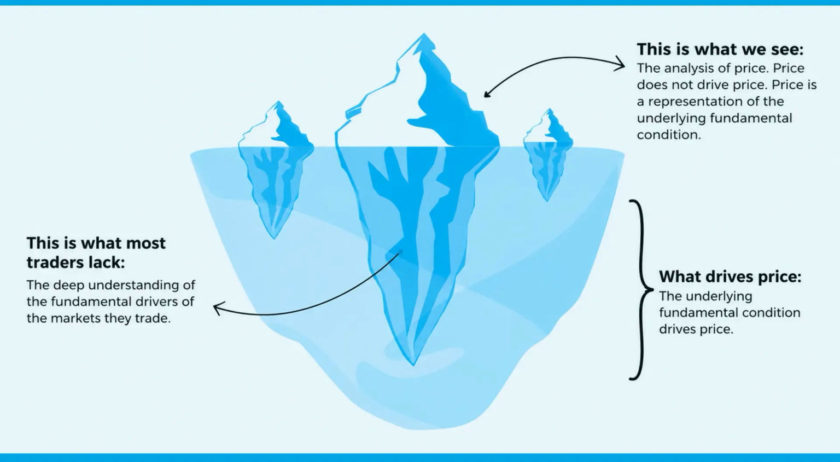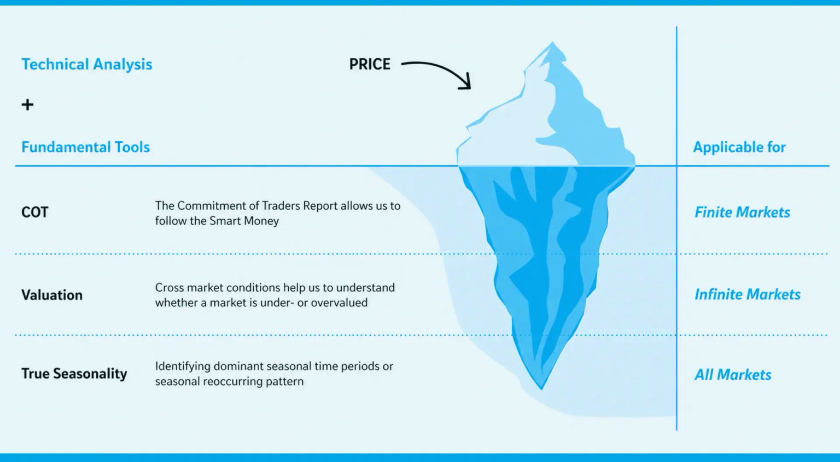And here's the problem. Most traders never go below the surface. They lack a deep understanding of what truly moves the markets they trade. Technical analysis shows us what price is doing, but fundamental tools explain why. When you combine both, you gain a real edge. The Commitment of Traders report helps us follow smart money. Valuation helps us understand whether a market is under or overpriced. Seasonality reveals repeating patterns over time. Different tools apply to different markets, but together they give you context. And in trading, context is everything.